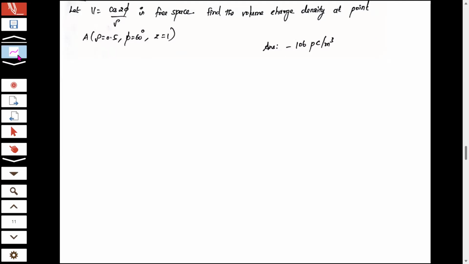Hello. Now we'll be solving a problem based on Poisson's equation. As per the question, the potential function V is given, and for this potential function V, the medium is considered free space. You're asked to find the volume charge density at the point where the coordinates of rho, phi, and z are given. So this question has to be solved in cylindrical system of coordinates where rho, phi, and z are the coordinates.